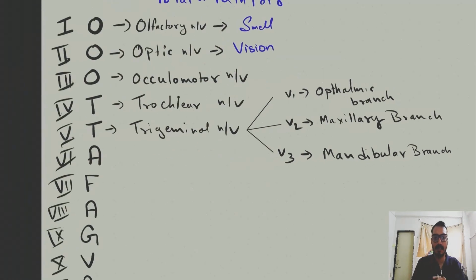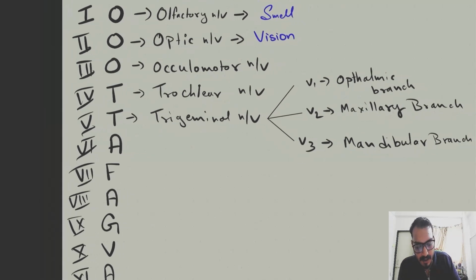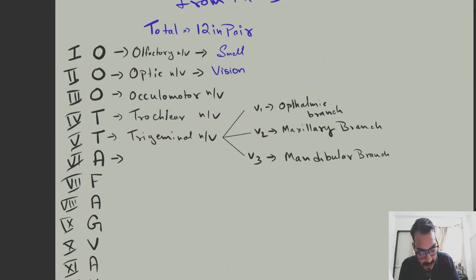This trigeminal nerve comes into the 3 parts. The first one goes into the ophthalmic, means for the eye. Second one is for the maxillary area, and the third one is for the mandibular area. Ophthalmic is for the eye, maxillary is for the maxilla, the bone, and the mandibular is also for the mandibula, for this bone. Okay. Then we have A. A is for abducens nerve.